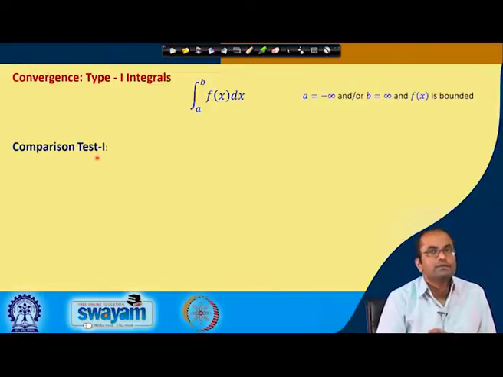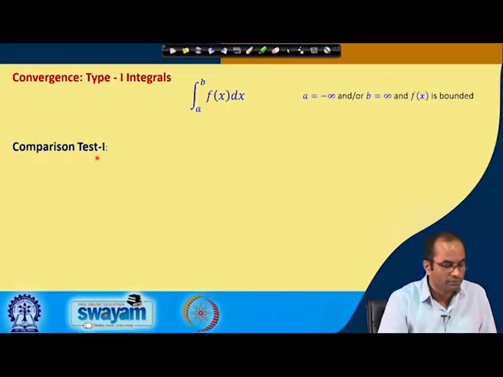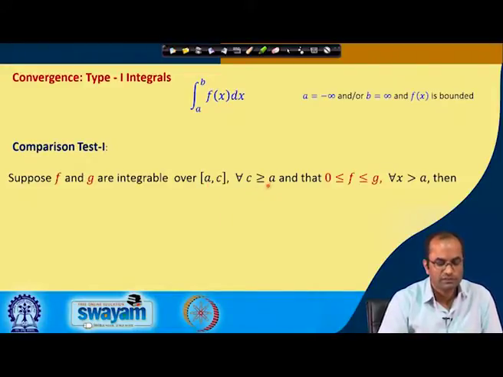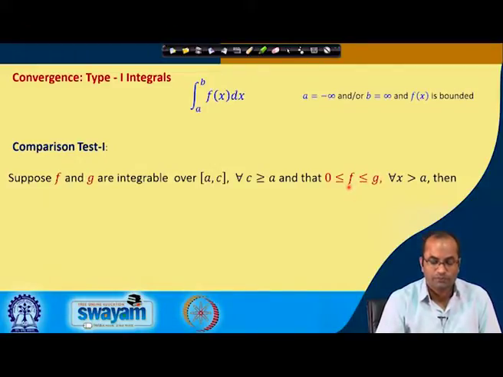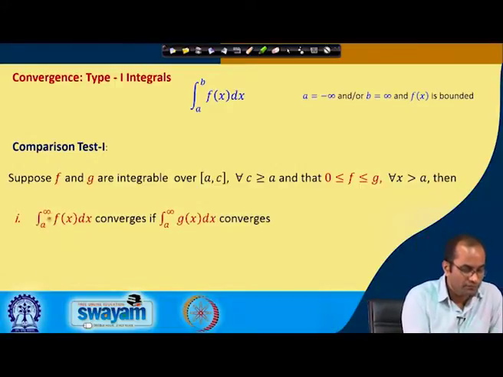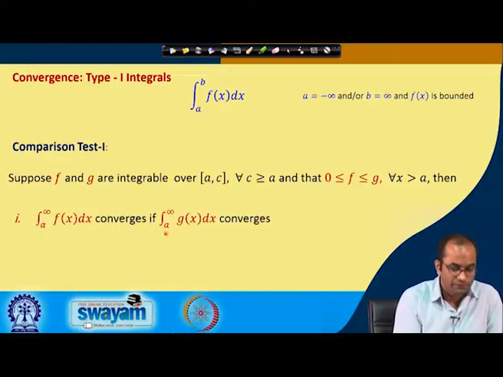So, this is a very useful test, called comparison test 1. Here we suppose that f and g are integrable over the range a to c, where c is greater than or equal to a, and f takes non-negative values and g takes larger values than f for any x greater than a. In that case we have the result that the integral from a to infinity of f(x) dx converges if the integral from a to infinity of g(x) dx converges.